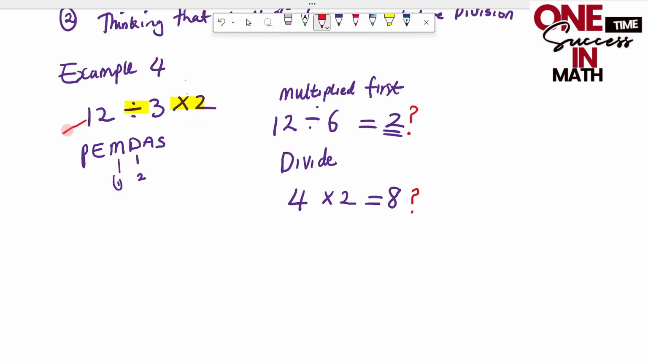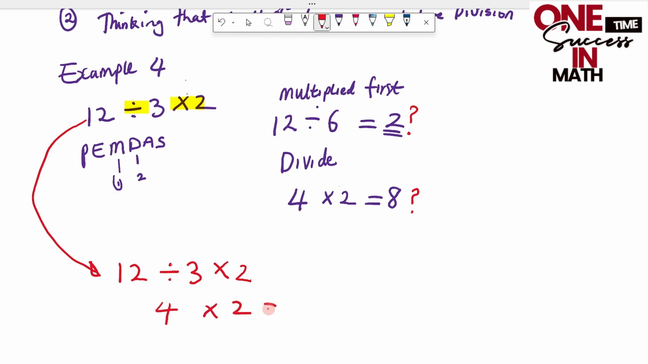So in this case, if we resolve this, we have 12 divided by 3 multiplied by 2. Going from left to right, we'll do the first math operation that is there, and that is division. So 12 divided by 3 is 4. 4 multiplied by 2 will give us 8. And that is the correct answer. So 8 is the correct answer.